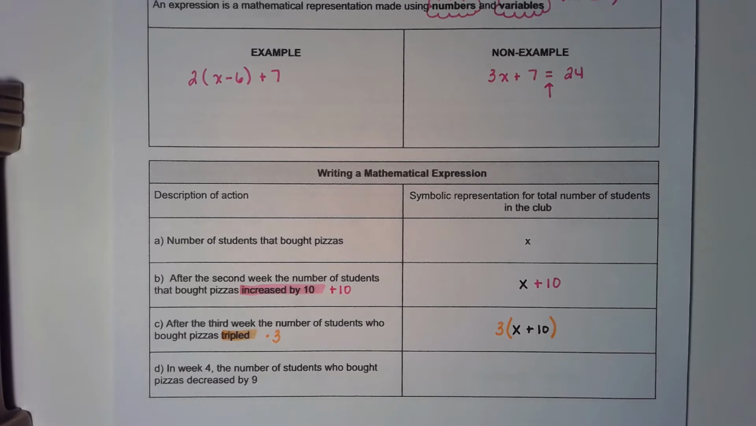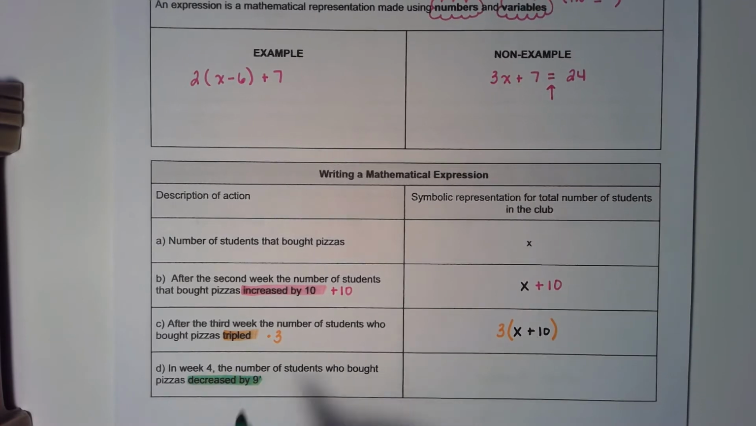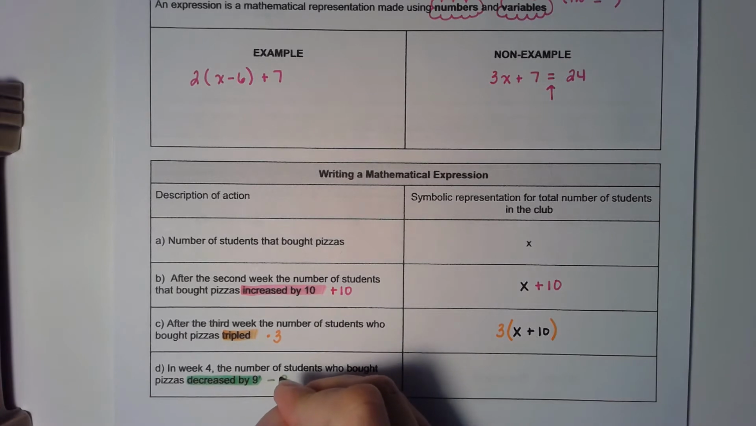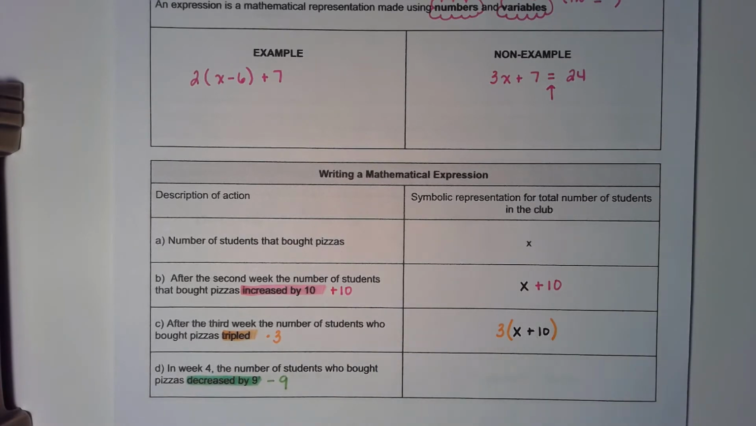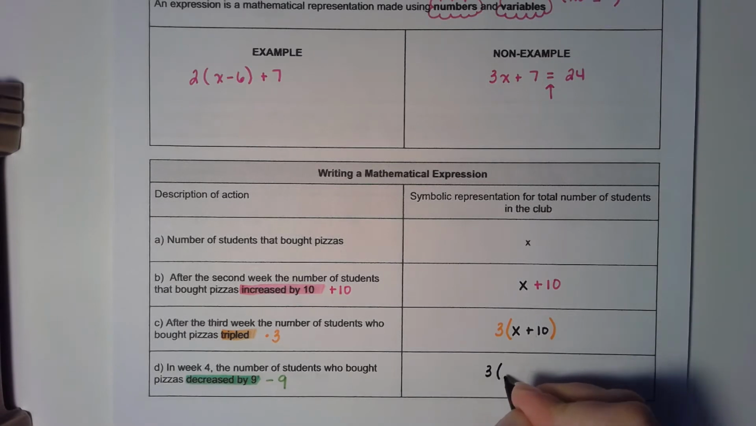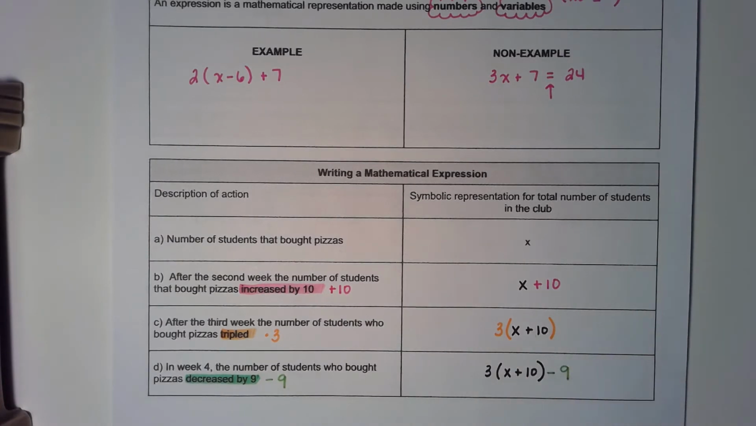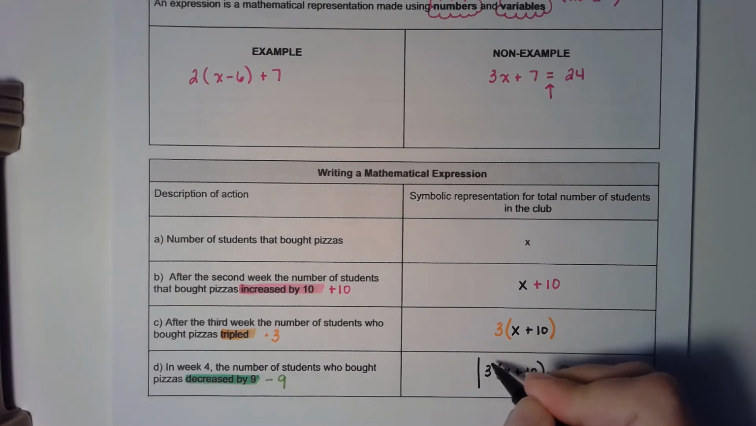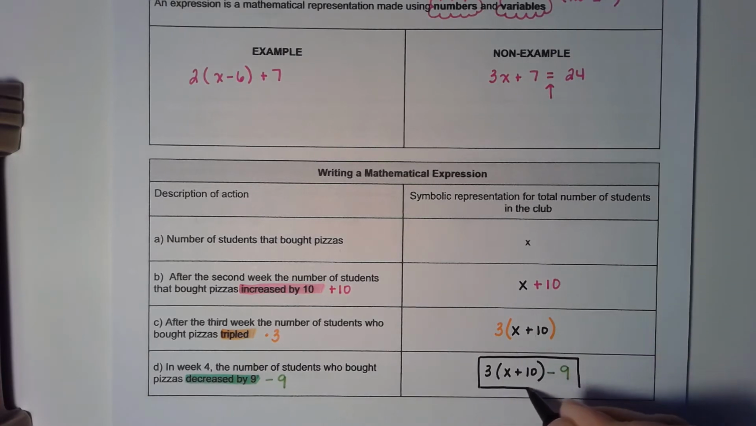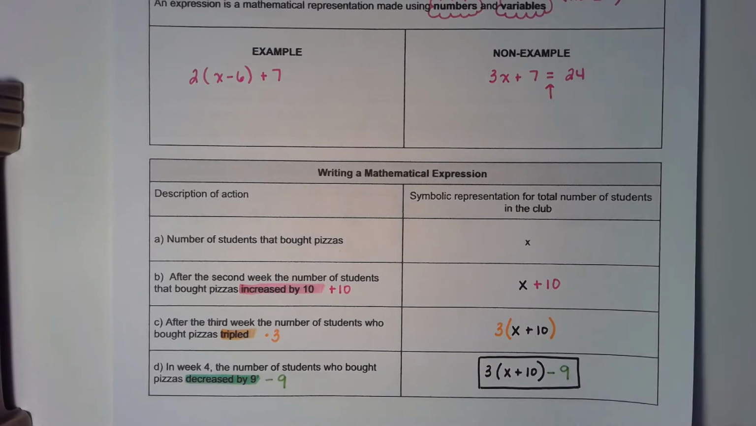Last but not least, the fourth step says in week number 4, the number of students who bought pizzas decreased by 9. Now, the phrase decreased by 9 means subtract. So this means take whatever you had before and just subtract 9. So I'm going to copy down exactly what was already there, 3 parentheses x plus 10. And at the end, I'm going to put minus 9 to show I'm subtracting 9 from the whole thing. This down here at the end is our final expression that we created, and that is your goal, to create that expression.